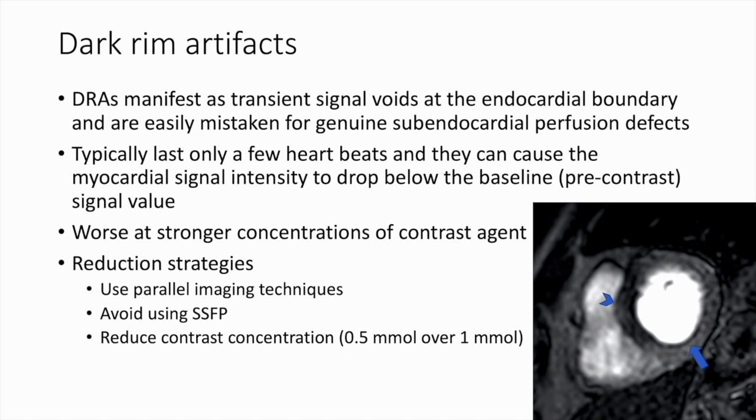This is a snapshot image of perfusion done showing a true perfusion defect in the septum marked by arrowhead and the dark rim artifact along the endocardial surface in the inferior and lateral walls marked by the arrow.